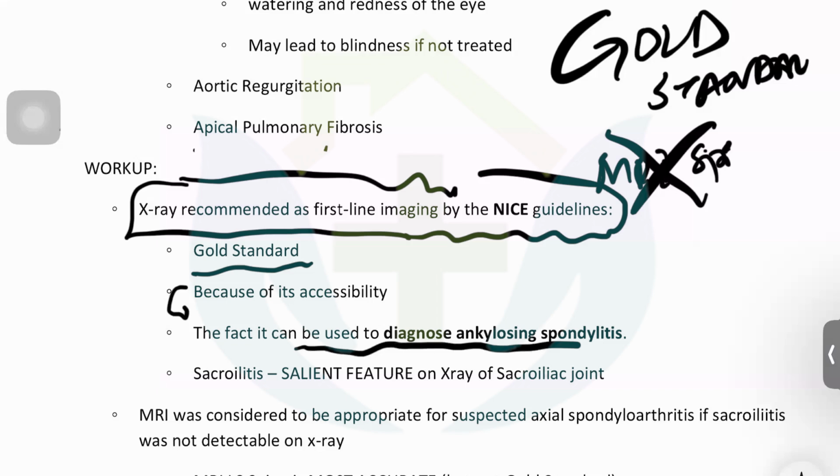I'll give you a homework. Fill it up: X-ray of ankylosing spondylitis staging. So you will find out how the ankylosis can be seen on the X-rays.